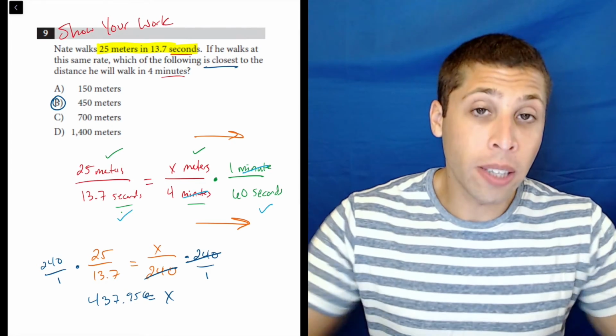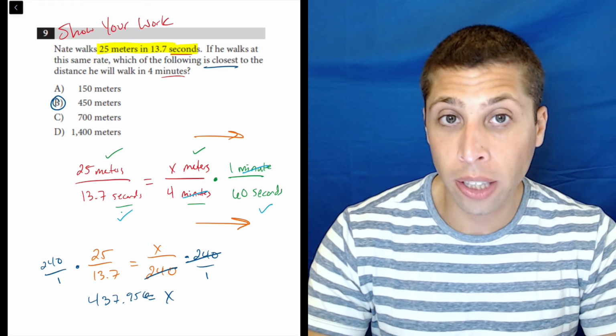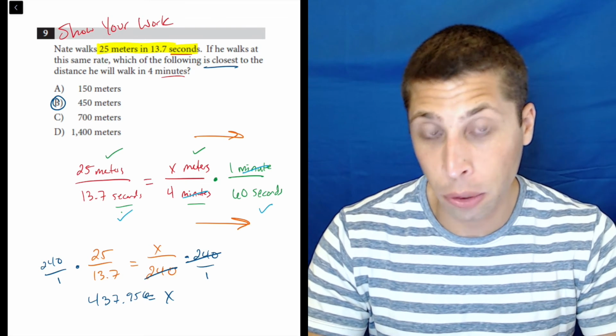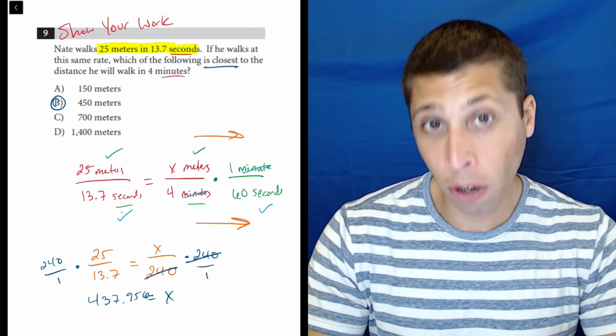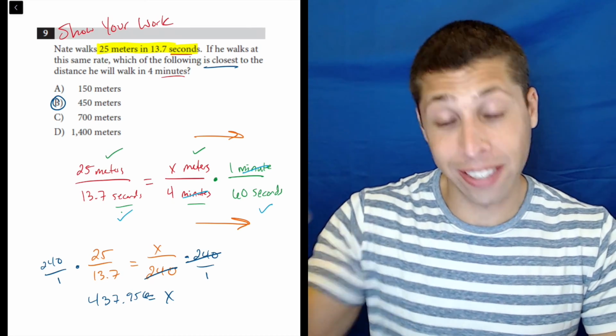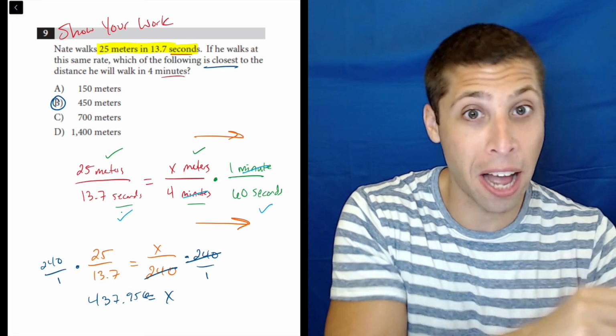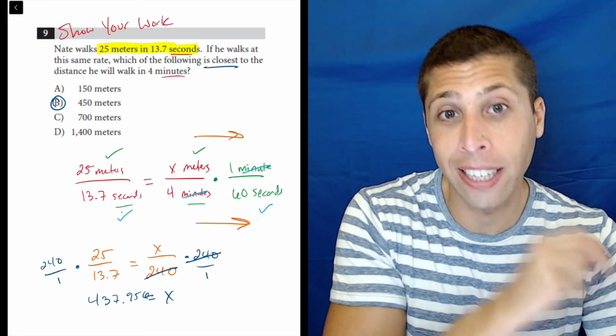But hopefully this helped. This is a relatively easy ratio question. It's a relatively easy conversion of units, but it will get harder, and you really want to have a good process for the easy questions so that when it does get harder, you're not thrown off your game. You still have a reliable process that's going to correctly get you the answer.